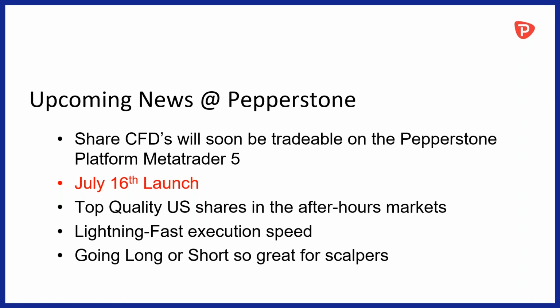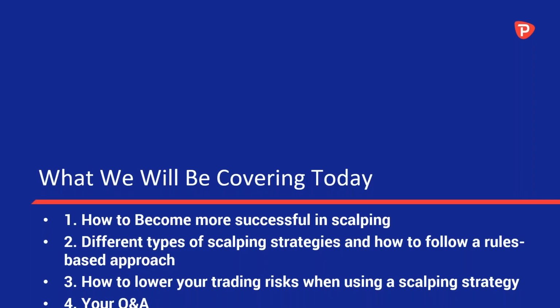A few other things to note: top quality US shares are going to be available at the launch in after hours markets as well, which is really cool. It means that you'll be able to trade them when the market is not traditionally open, which is really excellent. And of course, lightning fast execution speeds for people that like to scalp. Because tonight is all about scalping, it should be good to see people going both long and short with those stock positions. That'll be very cool.